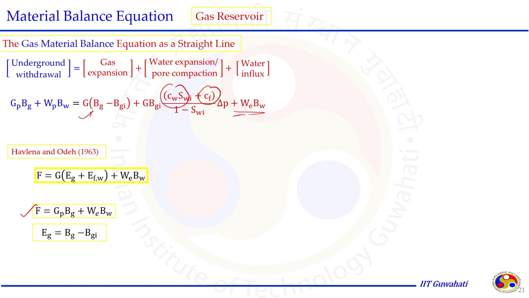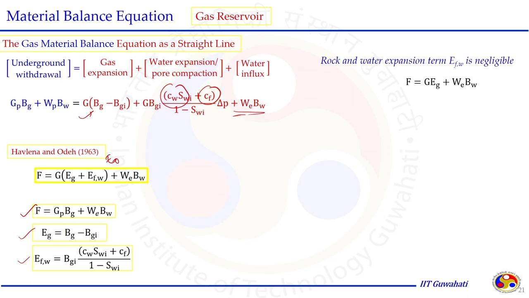This is withdrawal rate, this is contribution of the gas, this is the contribution of formation water and the rock towards the gas production. And in that case, we are not considering the oil is getting produced. This is the gas reservoir. That's why Eo is not appearing here in this expression. So we can have different cases when this is negligible, Efw. Then we are going to get this simple expression, F is equal to G times Eg plus We, that is the water influx multiplied by the volume formation factor of the water.